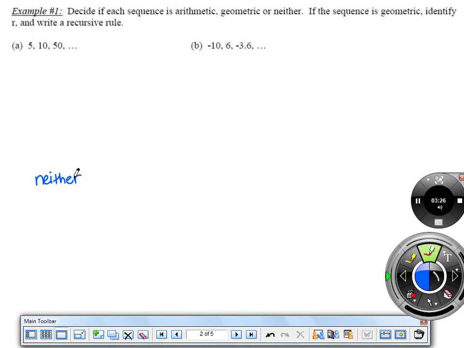Now, when I look at sequence B, I can tell it's not arithmetic because see how it goes negative, positive, negative? There's no way that I added a bunch and then added a bunch again and it turned back negative. So I can tell it's not arithmetic. So then it becomes geometric. So negative 10 times some ratio would equal 6. So then that ratio would have to be, let's see, negative 3/5. So let's check. Negative 10 when multiplied by negative 3/5, that comes out to be 6. That checks as our second term.